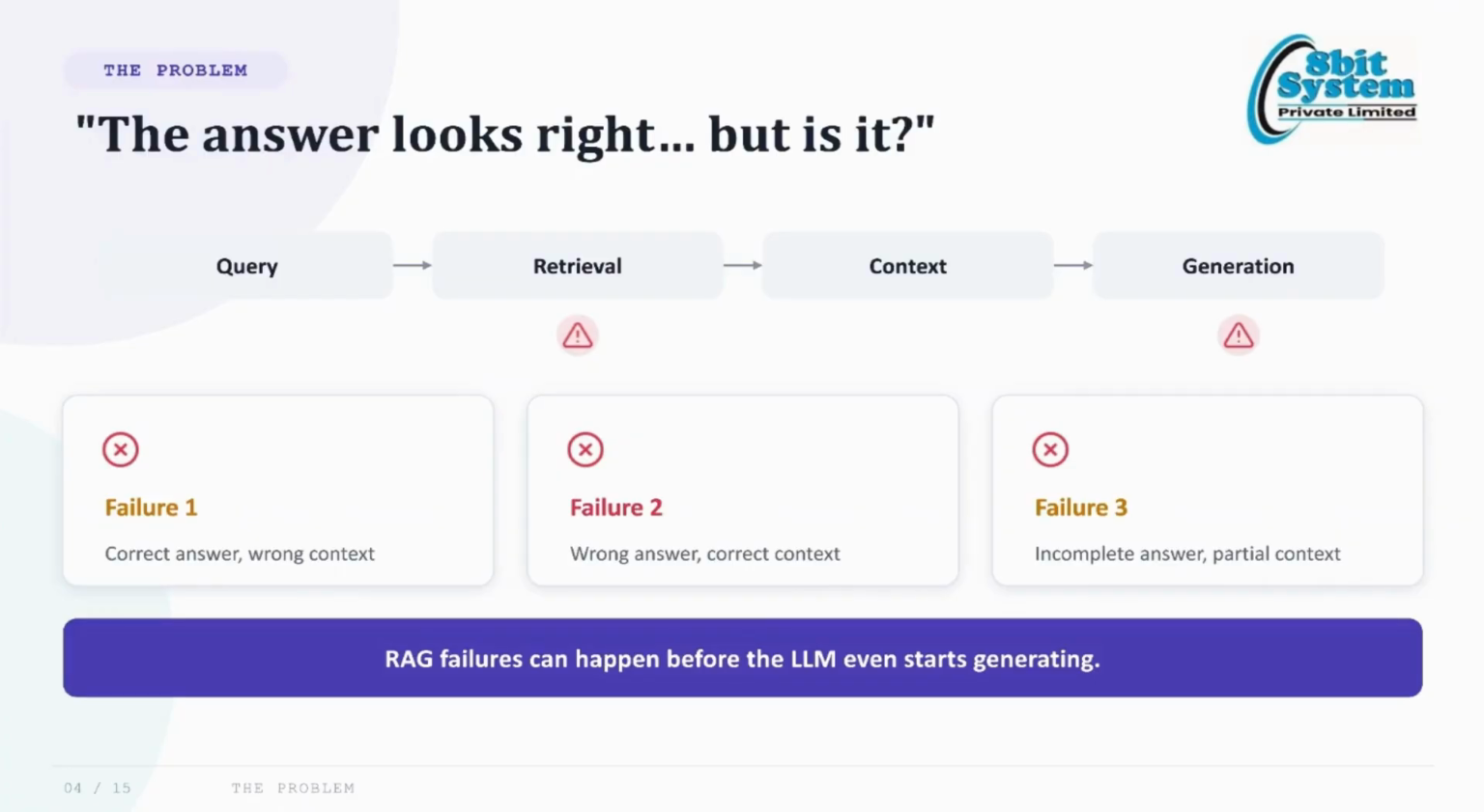Here's the real problem. The answer looks right, but is it? There are three ways RAG quietly fails. Correct answer with the wrong context, wrong answer even with the right context, or an incomplete answer from partial context. The key takeaway, RAG failures can happen before the LLM even starts generating.